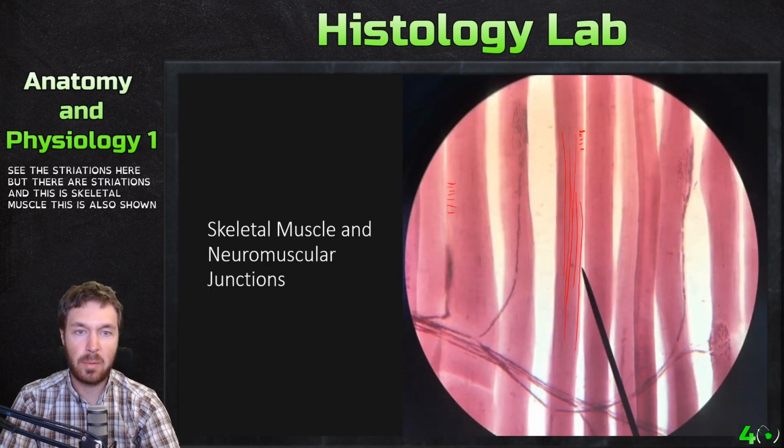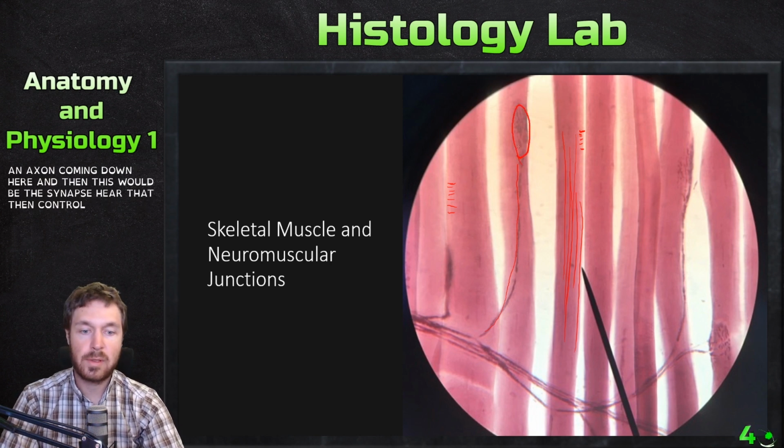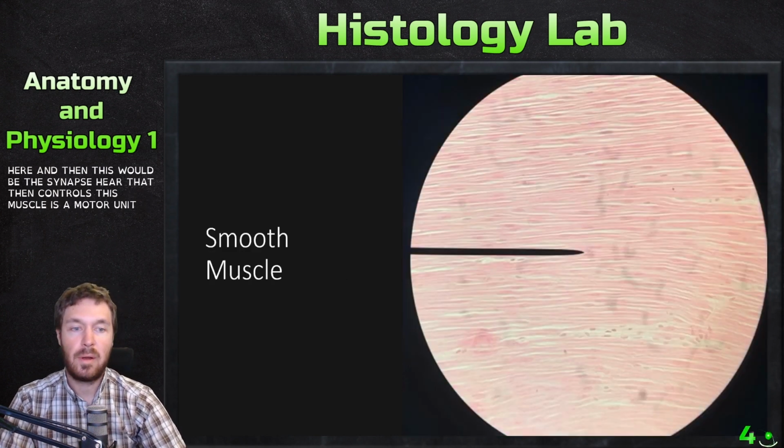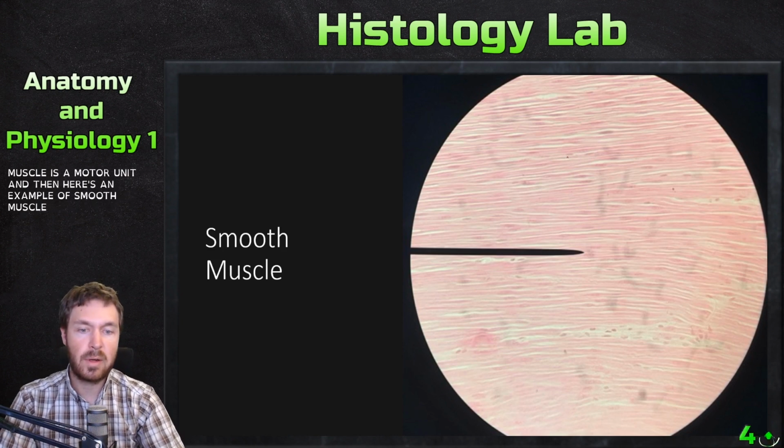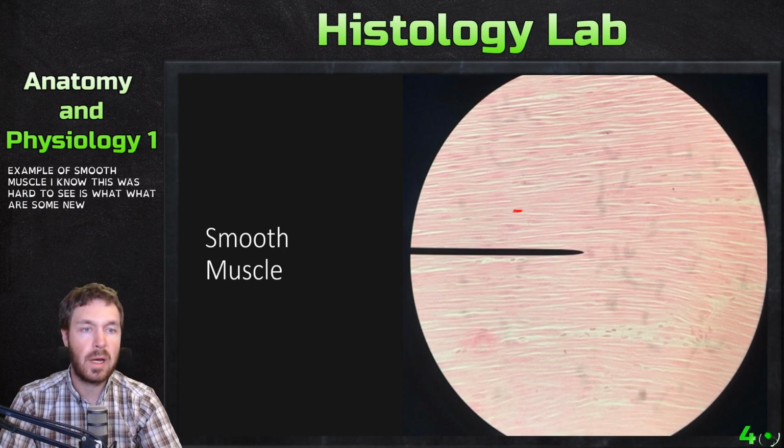This also shows the neuromuscular junction. So this would be an axon coming down here, and then this would be the synapse here that then controls this muscle. It's a motor unit. And then here's an example of smooth muscle. I know this one's hard to see as well, but there are some nuclei stained in here.